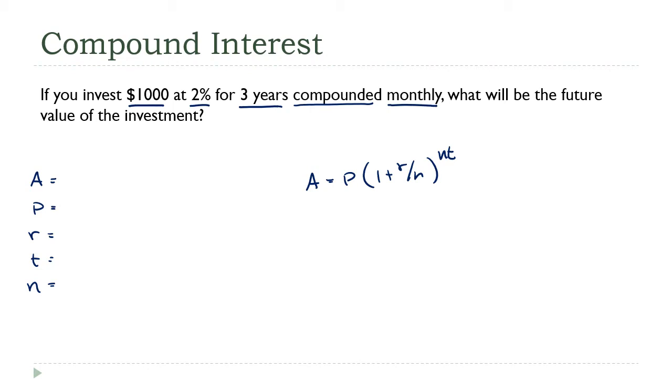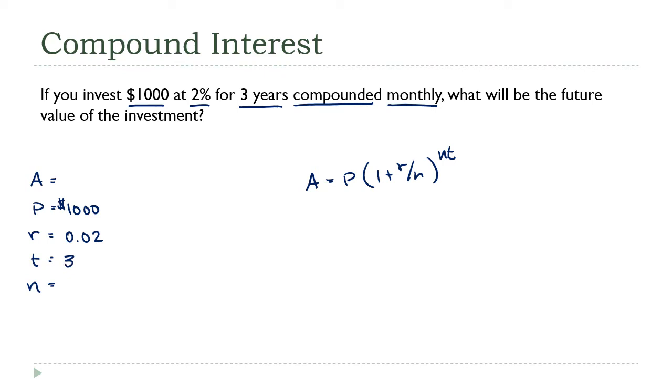If you invest $1,000, that's the principal. At 2%, that's the interest rate, and I'm going to go ahead and make that 0.02. I know it needs to be a decimal before I can do arithmetic with it. And I'm going to do this for 3 years.